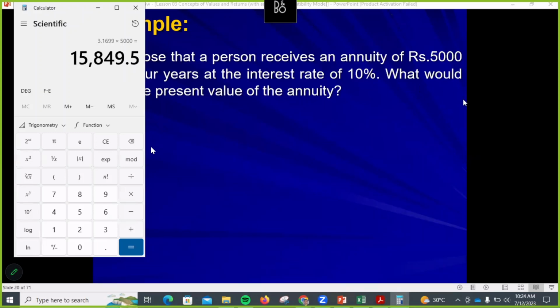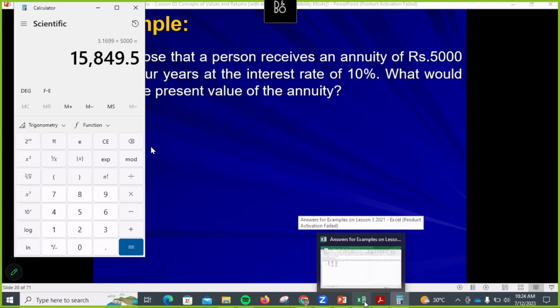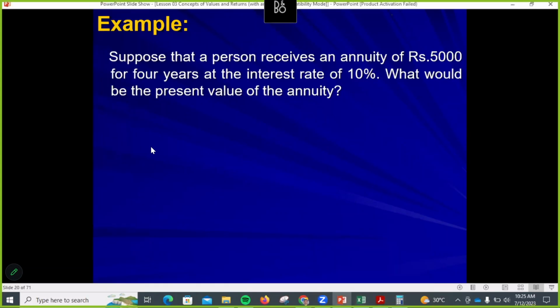15,849. But your absolute amount is 20,000. So 20,000 rupees altogether will have only 15,849 because of this 10%. Your answer should be written like this.